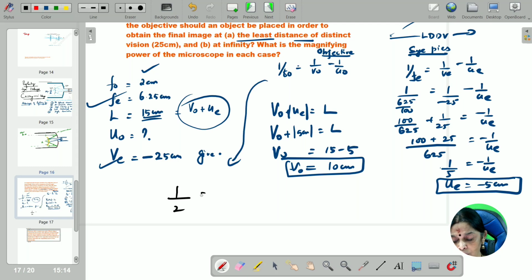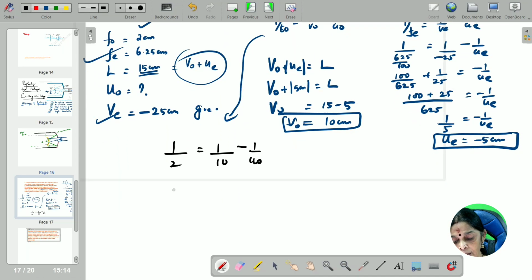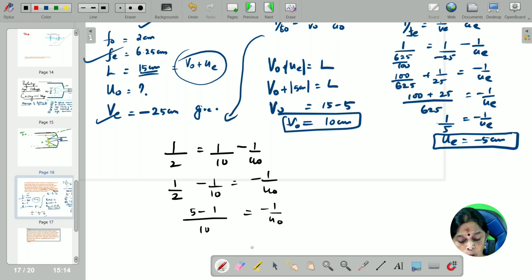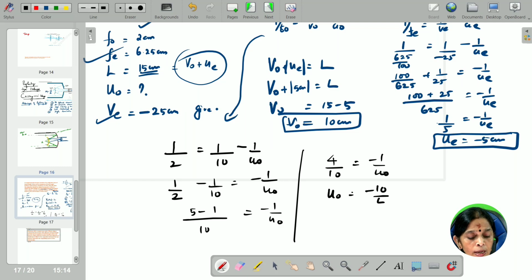So 1 by 2 is equal to 1 by 10 minus 1 by U naught. So therefore I can write 1 by 2 minus 1 by 10 is equal to minus 1 by U naught. So 10 is the LCM over here, 5 minus 1, so that is equal to minus 1 by U naught. So therefore 4 by 10 is equal to minus 1 by U naught. Hope you understand children, I am just keeping on doing it. Are you concentrating? Yes, you have to. So now U naught is equal to minus 10 by 4, that is equal to minus 2.5 centimeter. So hope you understand children. This is how we need to do it. So it is a 3-mark question.